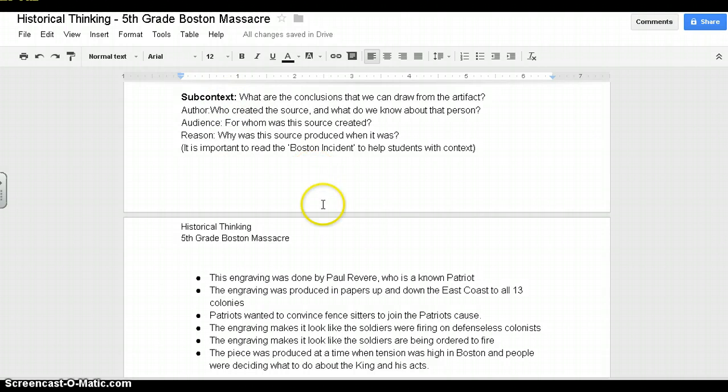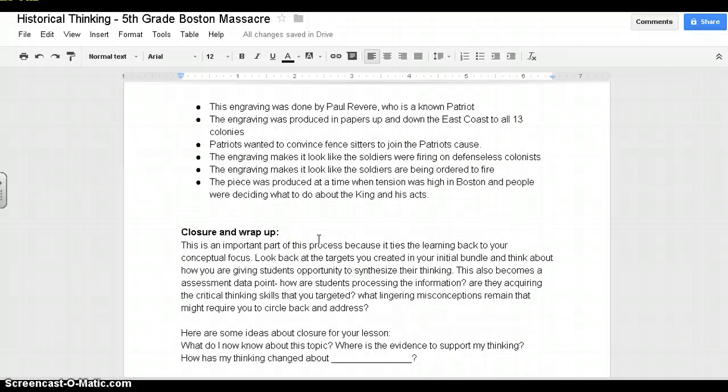You could lead them down this path depending on how much they're gathering from what you expected them to, and hopefully lead to this idea of propaganda, and that's what Paul Revere's engraving was all about. But getting them to draw that conclusion is really important.